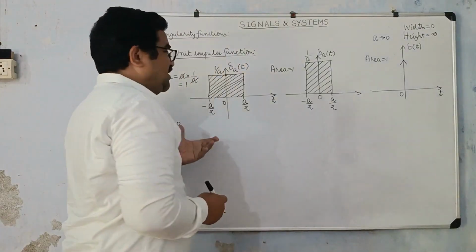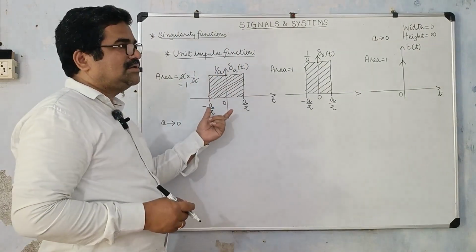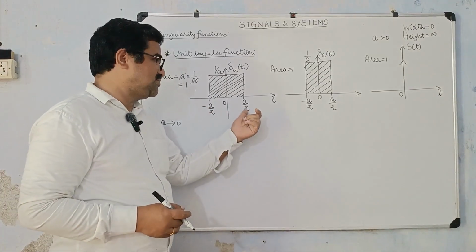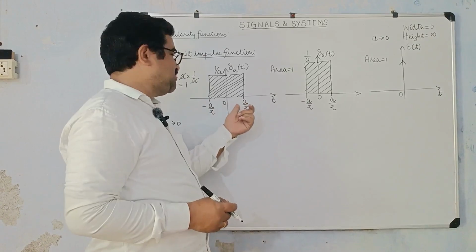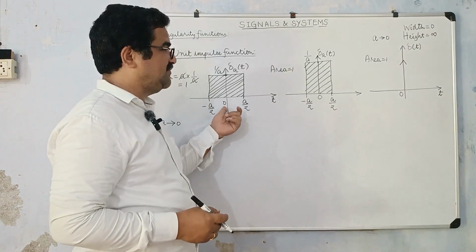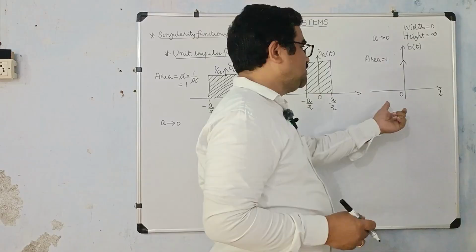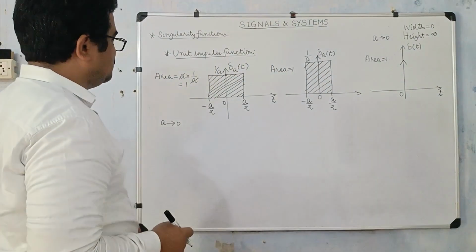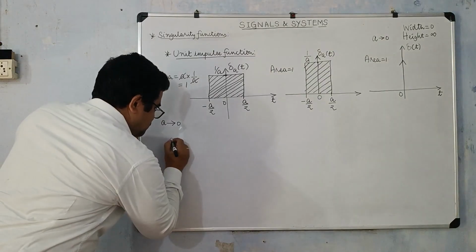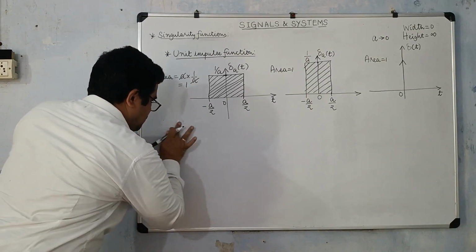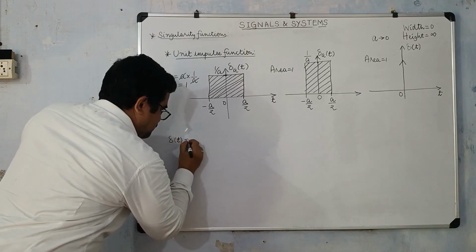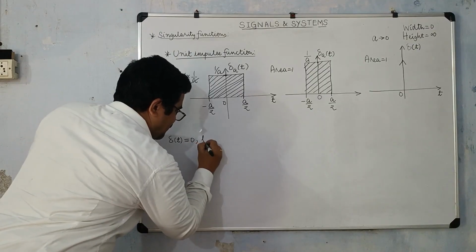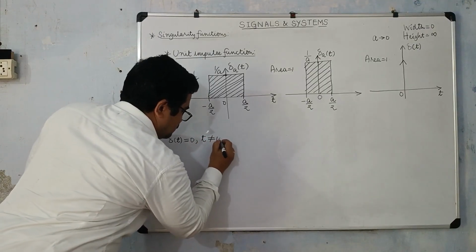Okay. So how do you find area in general, width into height, or performing integration between two limits, minus a by 2 to a by 2. Now if you observe these two limits, these two are having 0 in between them. So here also 0 in between them. So here also we have 0. So the unit impulse function can be written as delta of t is equal to 0 for t not equal to 0.